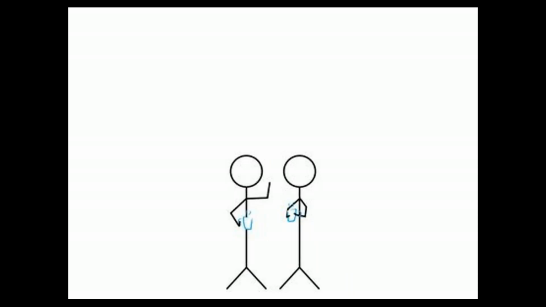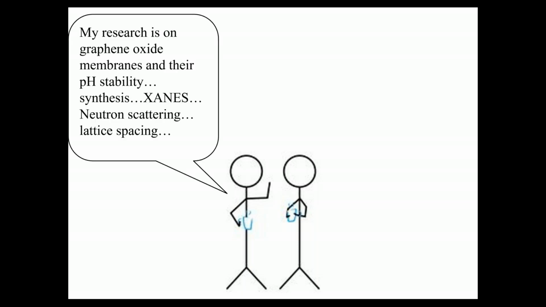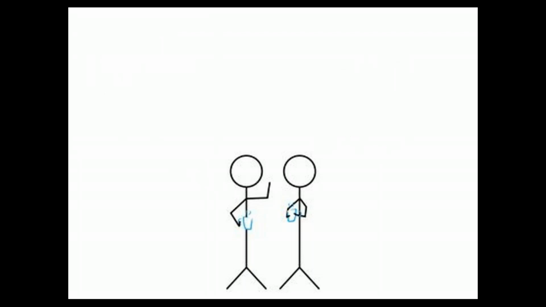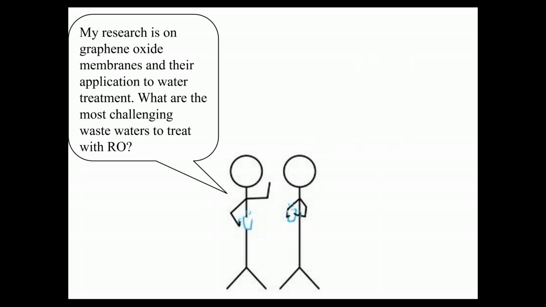Now, the reason I bring this up is that it's very natural for us as scientists to want to talk about our science. Like, my research is on graphene oxide membranes and their pH stability, blah, blah, blah, neutron scattering, blah, blah, blah. Because that's what we're focused on in the academic setting. And frankly, when we talk to people from industry and we start off by talking about the science, they're like, can I get out of here? Okay? So what you like to do is be able to talk to people and elicit more questions.